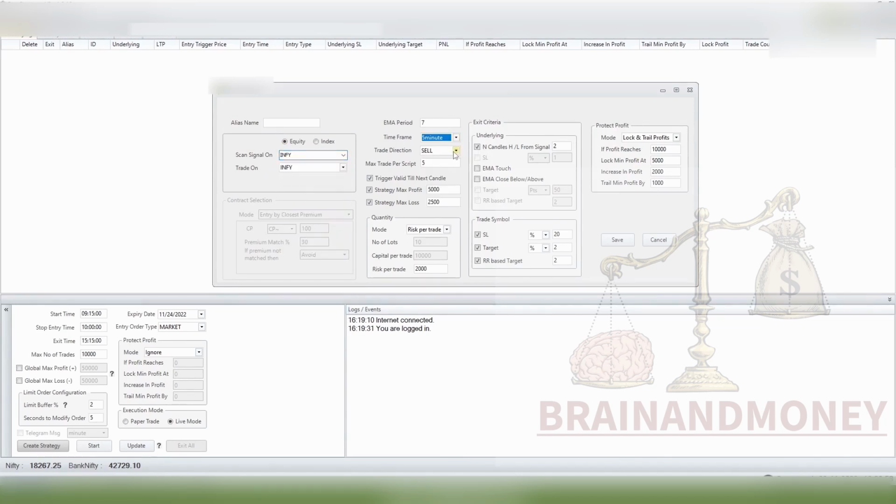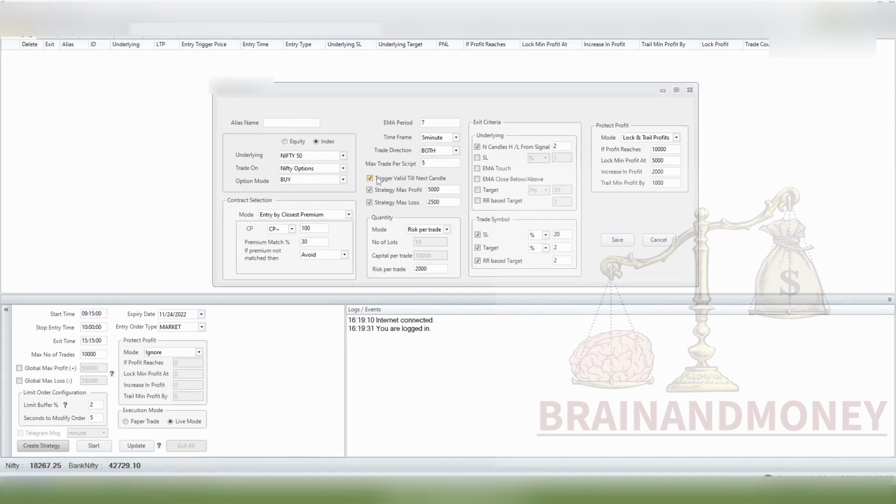You can also select the trade direction. So this trade direction is basically you can decide whether you want to take the long side trades or short side trades. So just don't get confused with trade direction and option mode. Option mode is whether you want to buy the option contract or sell the option contract, and this is whether you want to take the long side trades or short side trades, or you want to take both. You can also set how many entries you want to take in any particular stock, or let's say Nifty.